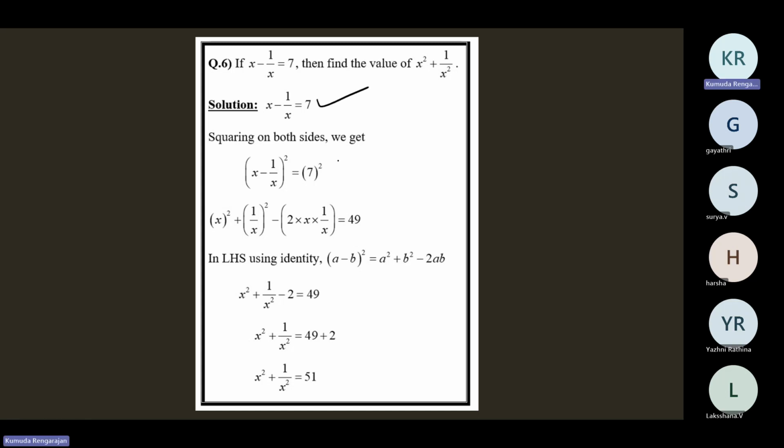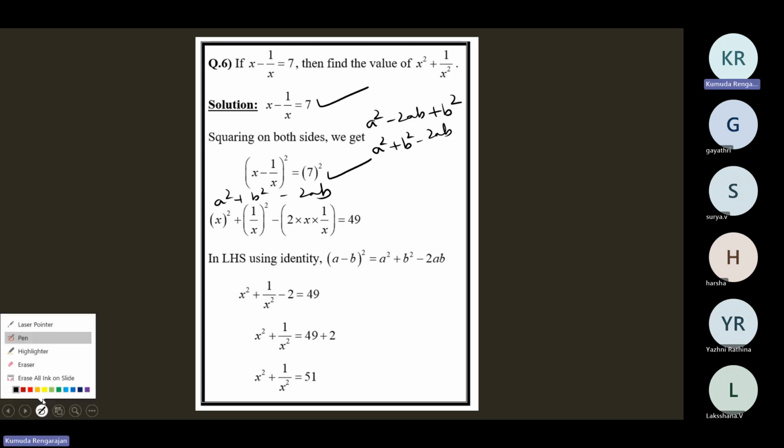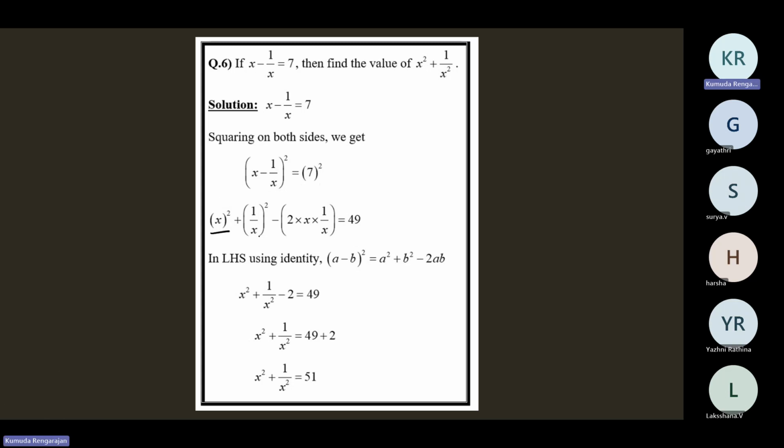So this is given. We square on both the sides. A minus b the whole square is a square plus b square minus 2ab. So you can write the terms in any order. You can write a square minus 2ab plus b square or a square plus b square minus 2ab. It's the same. So a square plus b square minus 2ab is equal to 49.